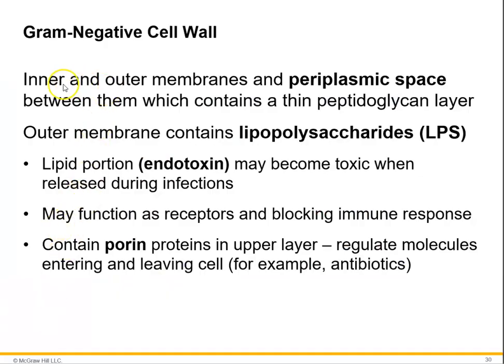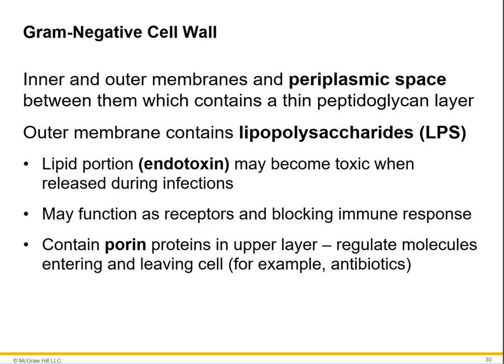The gram-negative organism is going to have an inner and outer membrane, and the space between that is called the periplasmic space, and it's going to contain a thin cell wall, a thin peptidoglycan layer. I already mentioned that the outer membrane contains lipopolysaccharides. The lipid portion of lipopolysaccharides is called endotoxin, and it can become toxic when released during infections. It can cause septic shock.